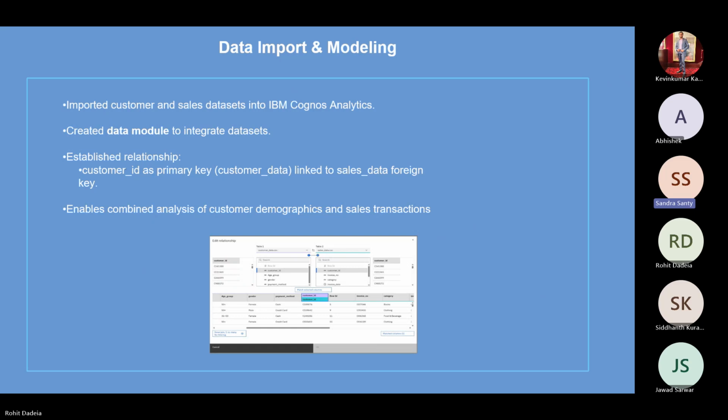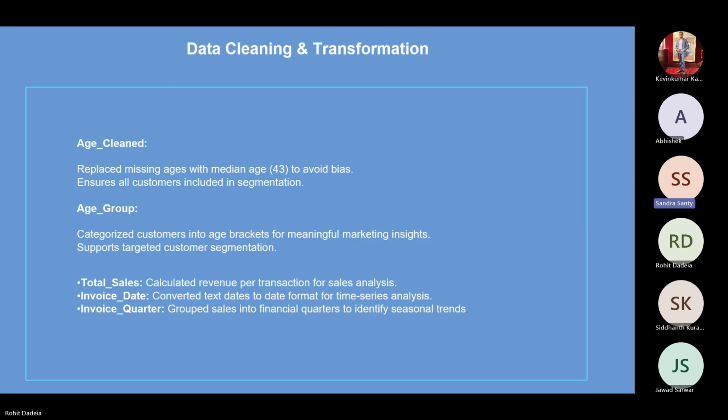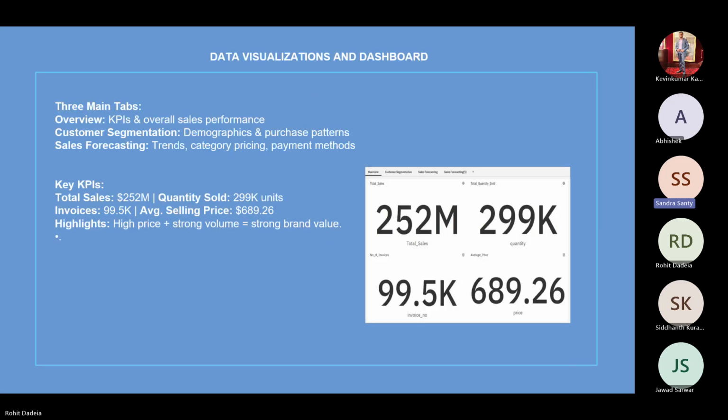During cleaning, we replaced missing ages with the median age, which was 43. To avoid bias and keep all customers in our analysis, we grouped customers into different age brackets, calculated total sales per transaction, converted invoice dates into a usable format, and organized them into financial quarters to track seasonal patterns. Next slide, please.